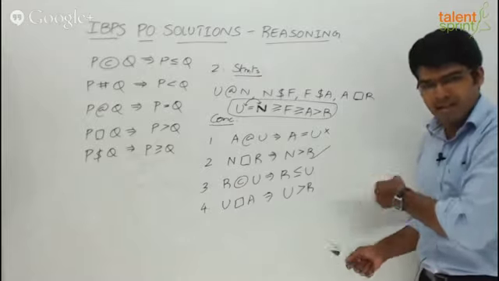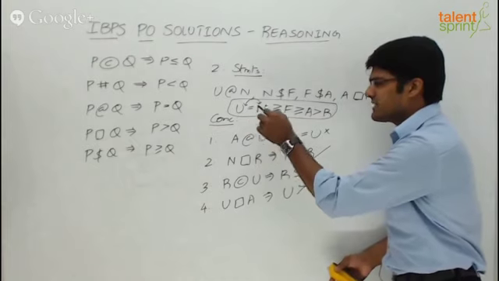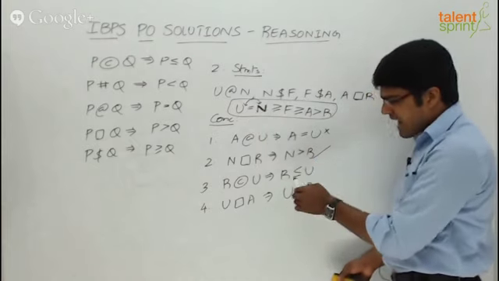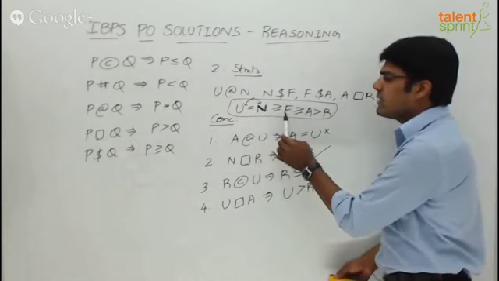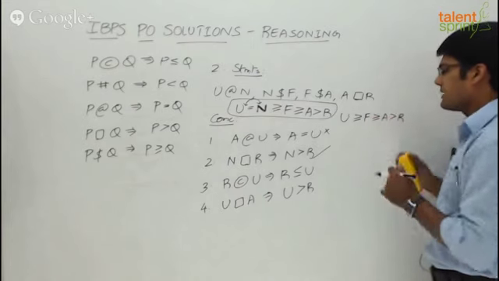You don't have to write it always. I'm writing it so that I can explain it to you. Otherwise, you can directly understand. You take u in place of r, because you have to compare r with u. So u greater than or equal to f, greater than or equal to a, greater than r, right?